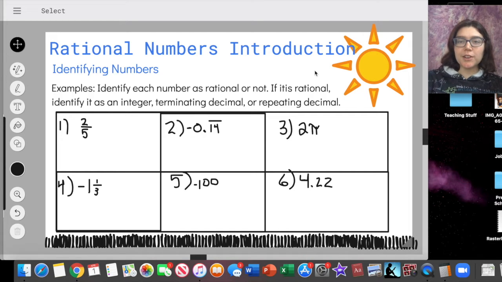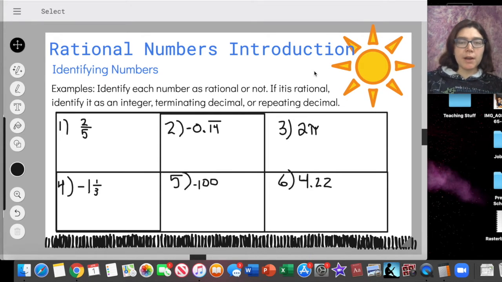So today we're going to be introducing rational numbers, and we're going to be identifying types of numbers within those categories, and then that's also going to involve looking at converting between fractions and decimals. So we're going to kind of start with identifying rational numbers, okay?